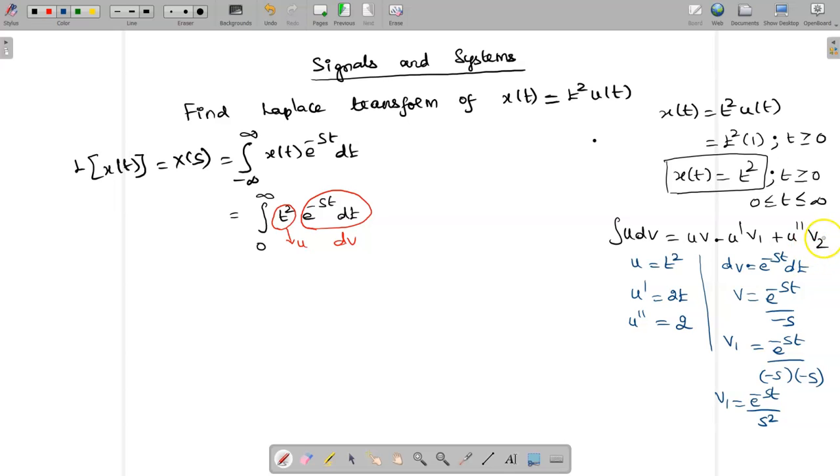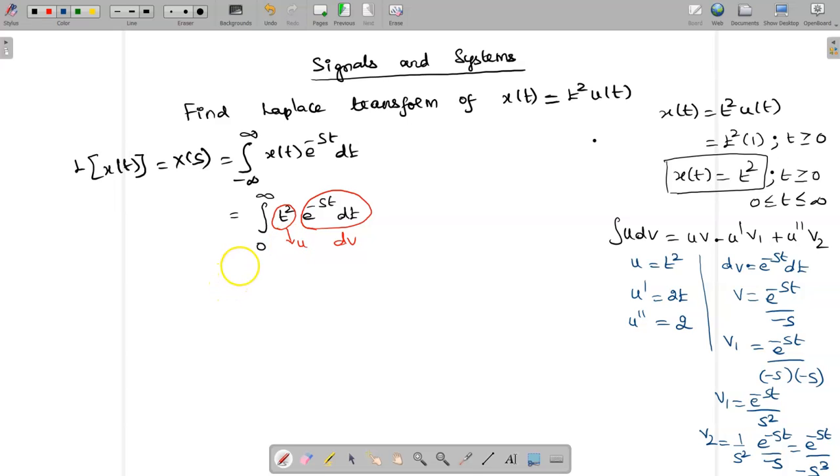Okay. So, we have another term which is nothing but v2. For finding out v2, again we need to integrate this term. Okay. So, what is v2? Again keep 1 by s square as it is, integrate e power minus st. So, e power minus st by minus s, which means v2 is nothing but e power minus st by minus s cube. Okay. So, this is nothing but v2. So, using these values, let us substitute here.